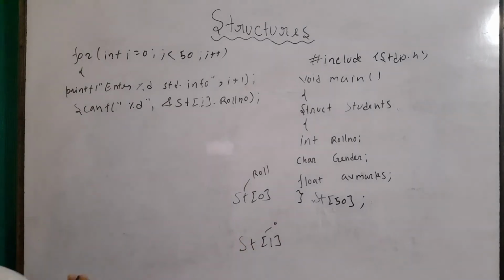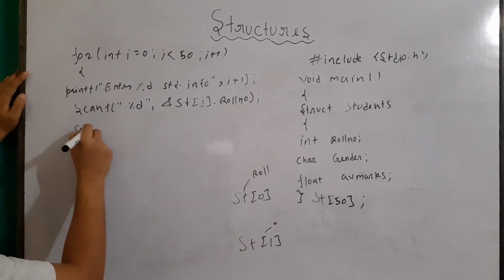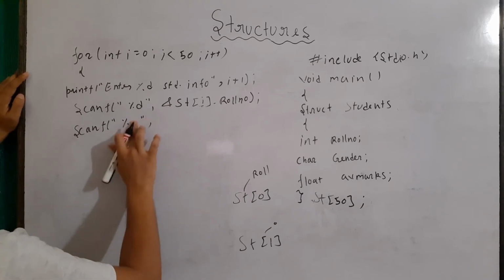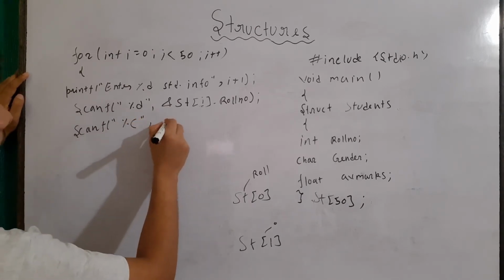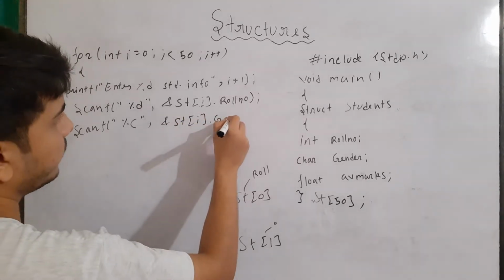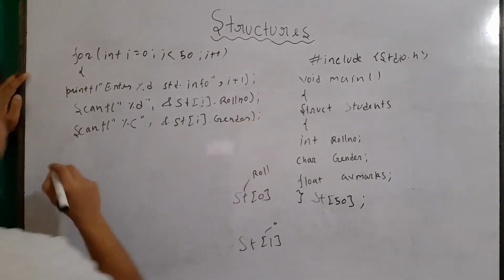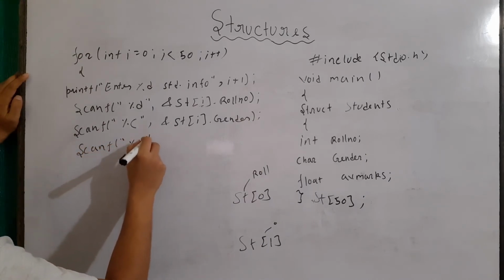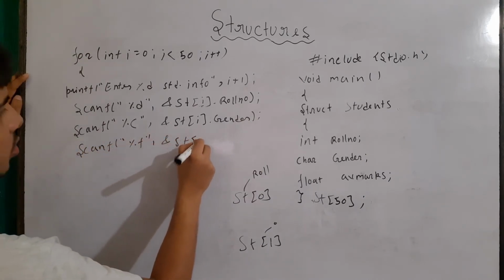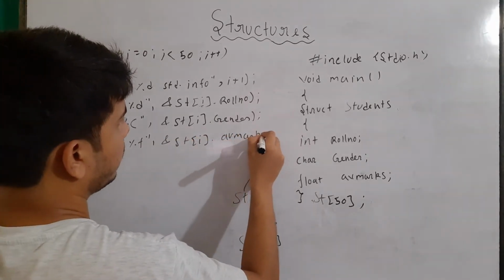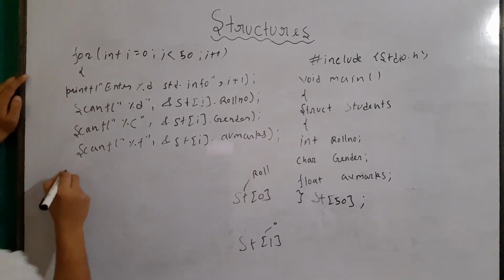Okay, st[1].roll. Now I can also write here scanf, then %c, and then ampersand of st[i].gender. Okay, and then also scanf %f and then st[i].avg marks, right, and then close it.